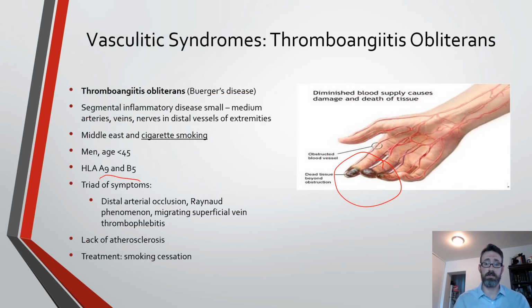The last vasculitic syndrome I want to talk about is thromboangiitis obliterans, otherwise known as Buerger's disease. This one affects the medium to small arteries, and it can also affect veins and nerves. It occurs in a segmental fashion of inflammation, and it has very specific findings.